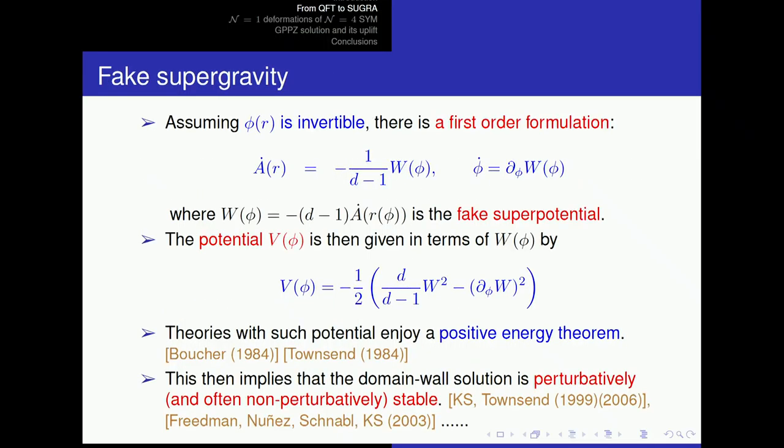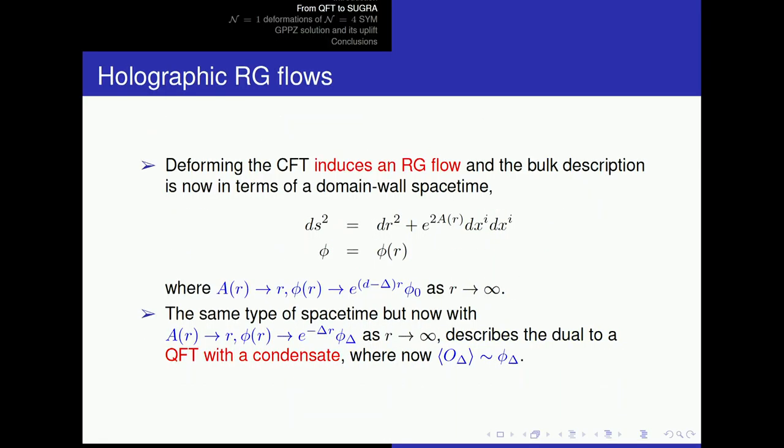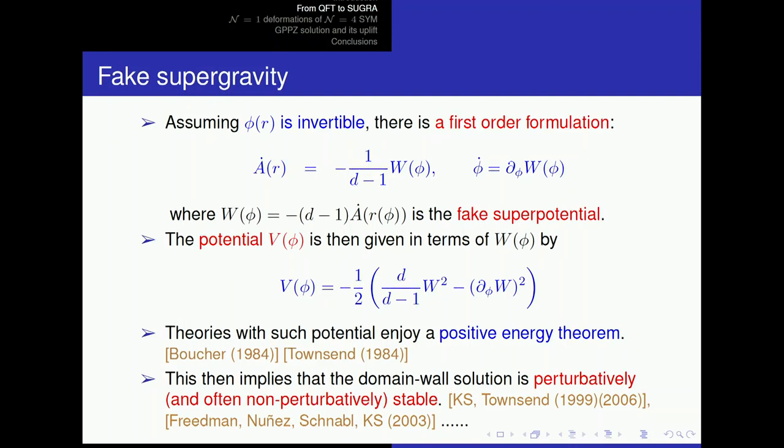Now, there is a simple argument that leads to a first-order formulation. If it happens that this field is invertible, then this implies there is a first-order formulation given by these two equations. This equation here is what defines what is called a fake superpotential. So, again, you assume the existence of a holographic RG flow, therefore this function exists. Then if you take its derivative and evaluate it, you invert the scalar field and put it here, this gives you this potential, and then automatically the scalar field satisfies the second one.